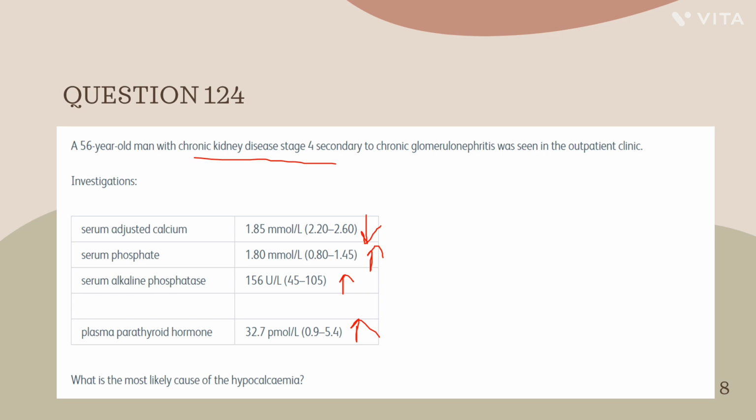So when there is kidney damage, phosphate excretion will be impaired, that's why we are having a high phosphate level. Vitamin D is deficient, that's why we are having a low calcium level. Due to low calcium and the feedback mechanism, we are having a high plasma parathyroid hormone. And due to increased bone turnover, we are having high alkaline phosphatase. So all of that correlates. So it is due to the CKD that we are having a deficiency of vitamin D.